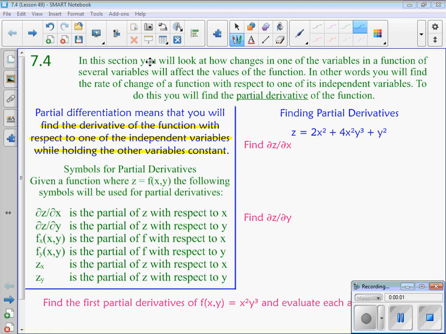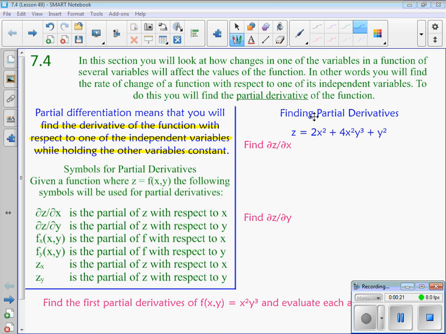Okay, 7.4, it says you'll look at how changes in one variable of a function of several variables will affect the values of the function. So in other words, you'll find the rate of change, which is the derivative, of a function with respect to one of the independent variables. To do this, you're going to have to find the partial derivatives of the function.